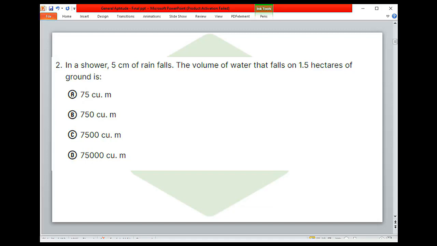Very simple. In a shower, 5 centimeter of the rain is falling. Okay, 5 centimeter of rain means what? That as and when the rain is falling, you have in total 5 centimeter height of the water getting collected on the ground. Okay, you need to find out the volume of the water that falls on 1.5 hectare.